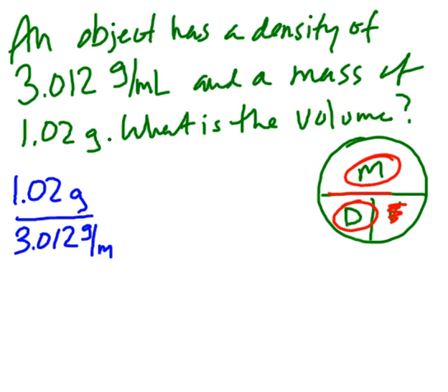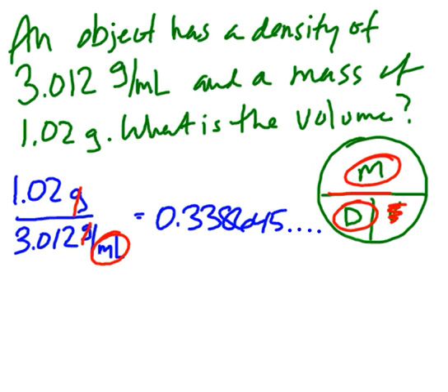Now, because we have grams on opposite sides, one's on top, one's on bottom, my grams are going to cancel out. And I'll have my milliliters as my answer. So, do the math. And I get 0.33865, and so on.